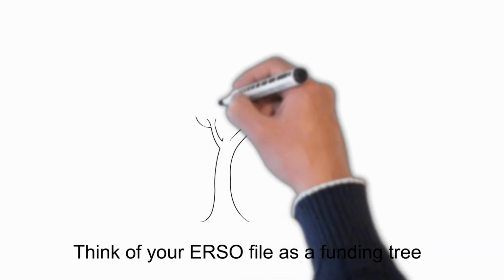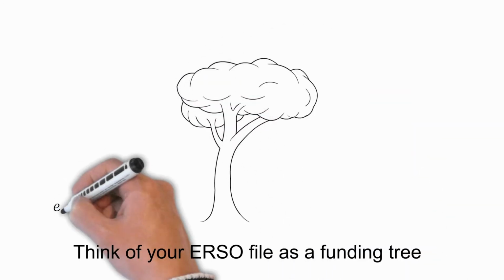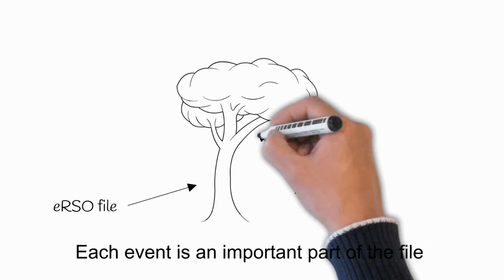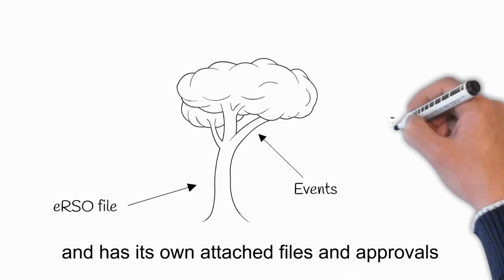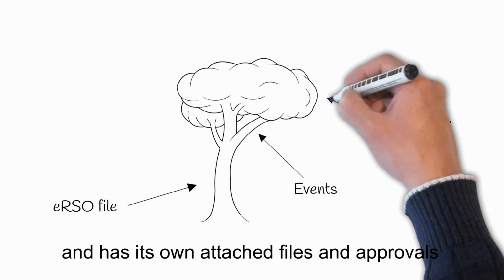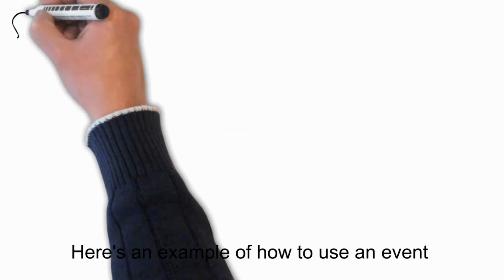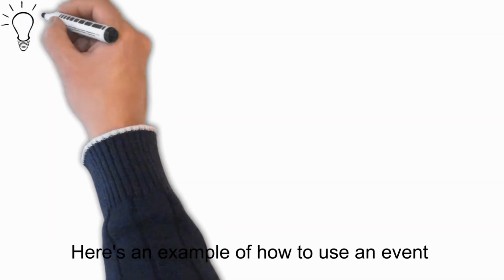Think of your URSO file as a funding tree. Events are the branches that are attached to it. Each event is an important part of the file, and it has its own attached files and approvals. These are like the leaves at the end of the branches. Here's an example of how to use an event.